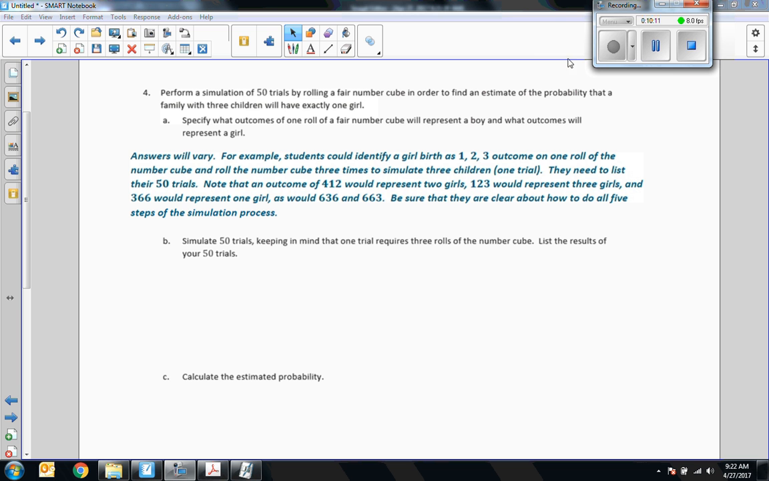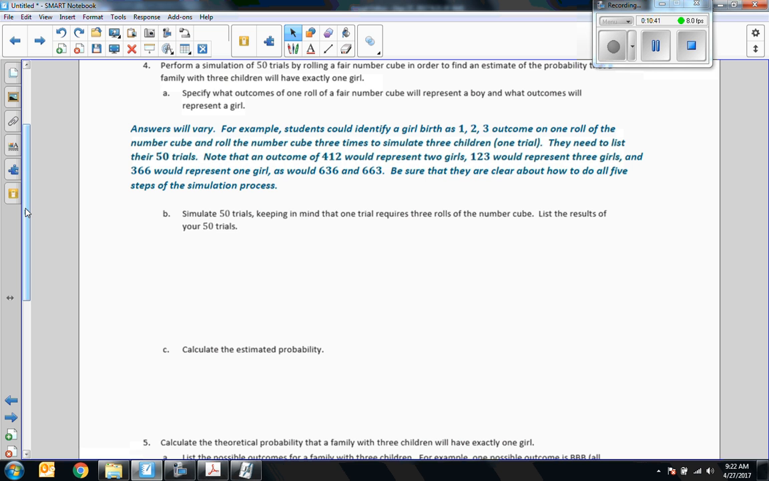So we could use 1, 2, and 3 for a girl, roll it 3 times, and list that 50 times. Note that an outcome of 4, 1, 2 would represent 2 girls and 1 boy, because the 4 is not a girl. 1, 2 is a girl, 4 is a boy. So 1, 2, 3 would represent 3 girls, and 3, 6, 6 would represent 1 girl, as would 6, 3, 6 and 6, 6, 3, because 6 is a boy. I'm sure that they are clear about how to do all 5 steps of the simulation process. So what did we do? We assigned 3 numbers on the die to girls, and then did 50 trials of 3 rolls each, so it's really 150 rolls.